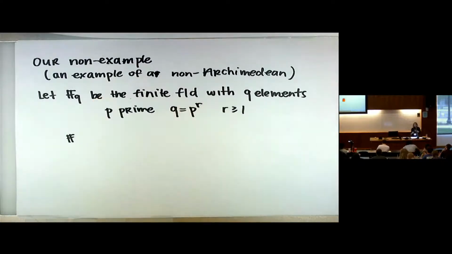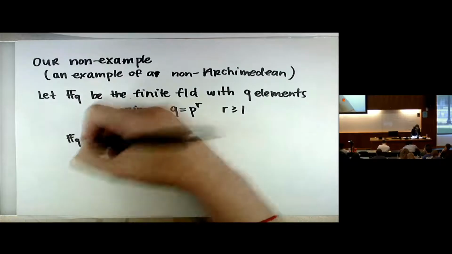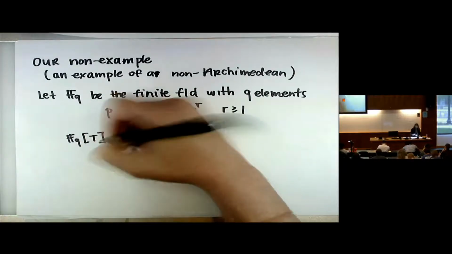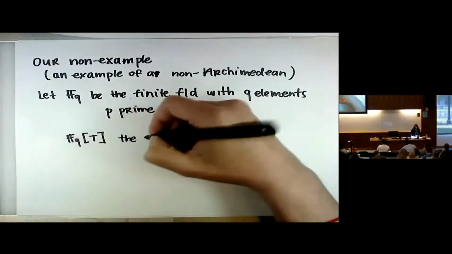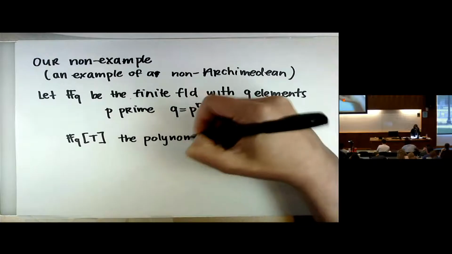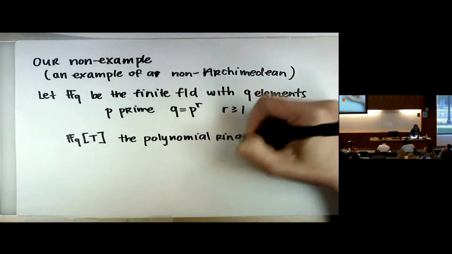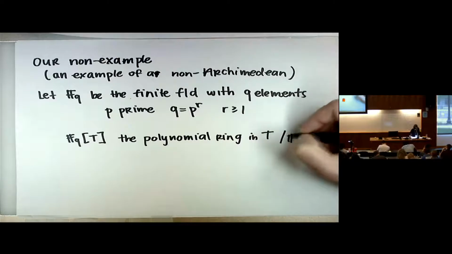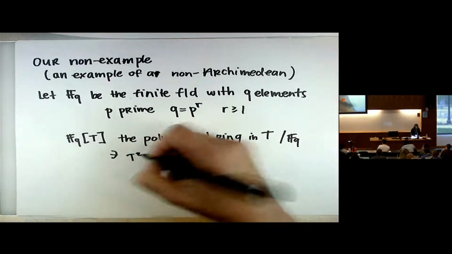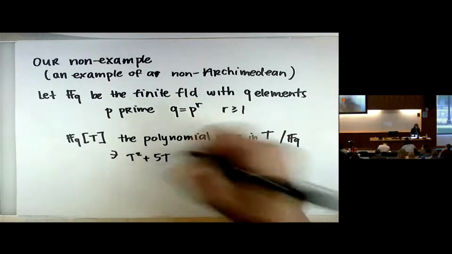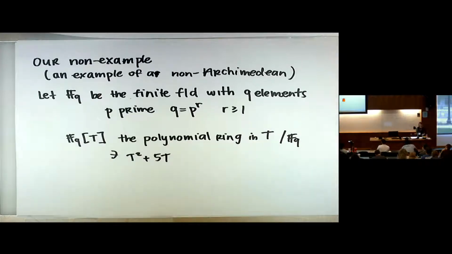So that's a field, but that's not the field. Okay, I'm going to consider FQ brackets T, which I will say like this very fast. The polynomial ring in T over FQ. So just polynomials, like an element of this would be T squared plus 5T, maybe, or something like that, if 5 is in FQ. So that's not a field, so it's not the field.